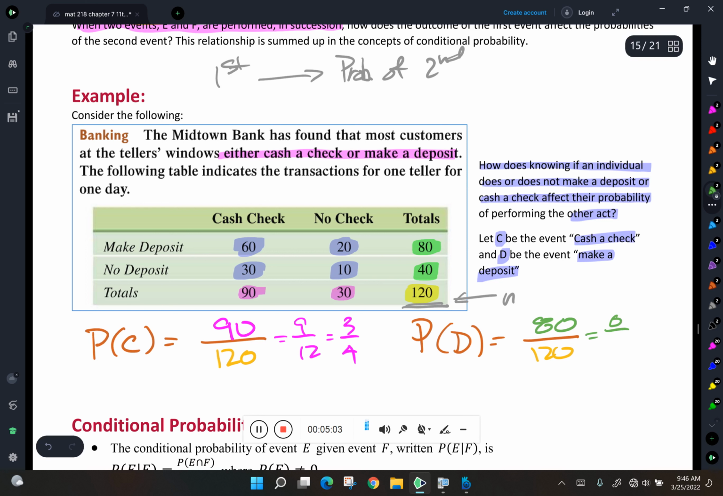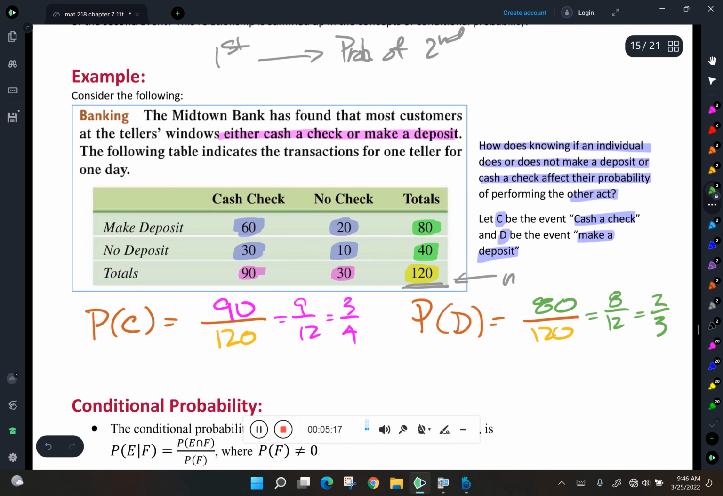That's what, 8 out of 12? Which is what is that going to be? 4 goes into both of those twice up top, and 3 times, 2/3. Okay? But now let's look at the conditional probabilities.